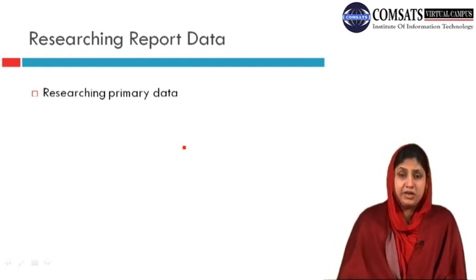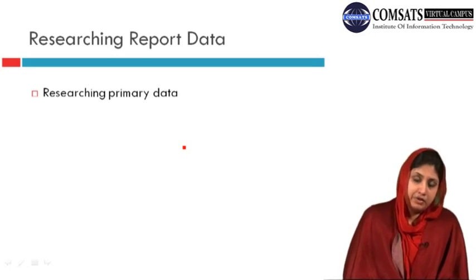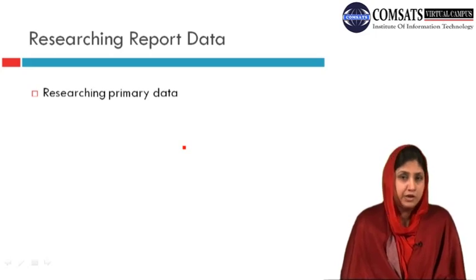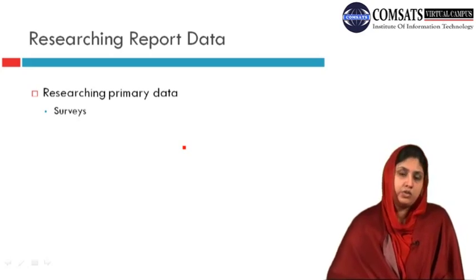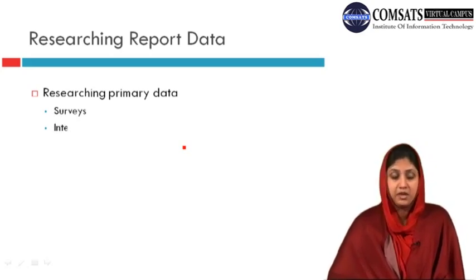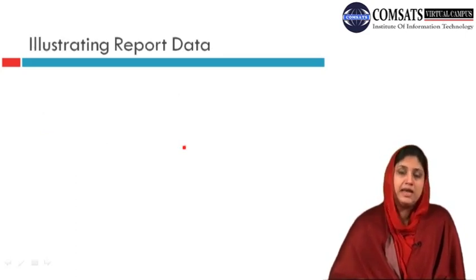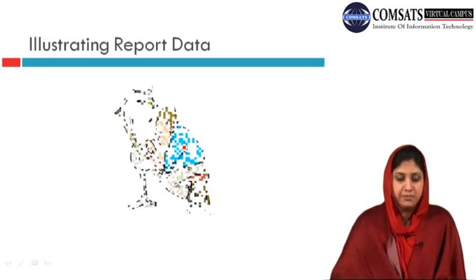Now, researching primary data is another very important aspect of your research process. I'll be discussing the research process separately again; it's going to be an entirely separate field of discussion. However, I'm discussing research because report writing involves a lot of research as well. How do we research primary data? We do surveys, interviews, observations, and experimentation, sometimes all four together or individually, to collect our primary data.